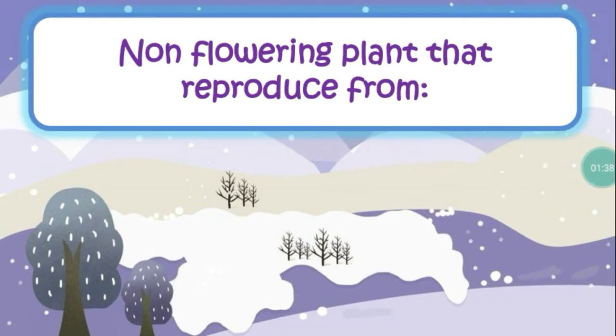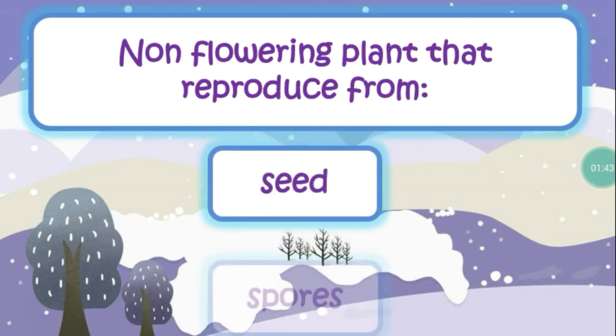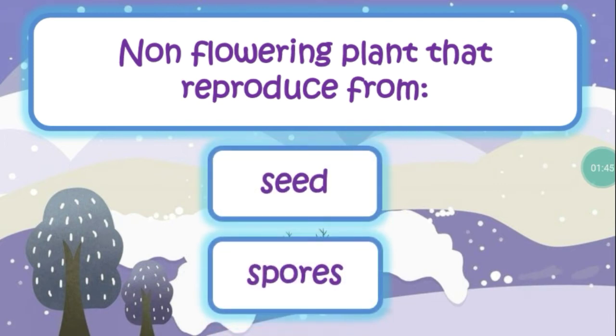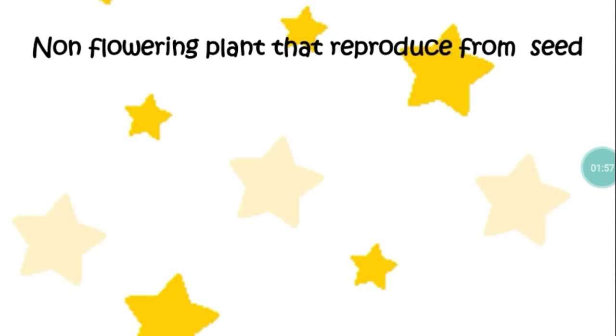Okay, now let's see. The non-flowering plant can reproduce from the seed and then the spores. So there are two ways here. The non-flowering plant that reproduces from the seed and then the spores. Jadi bisa lewat biji ataupun spora. Now let's see the first, the non-flowering plant that reproduces from the seed.